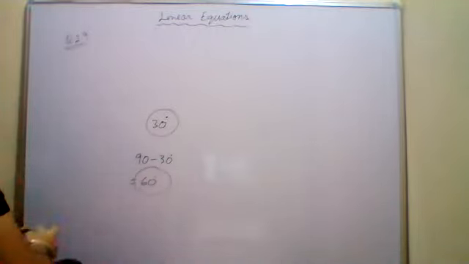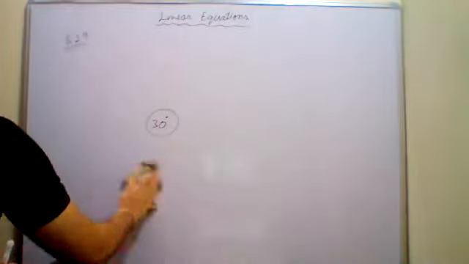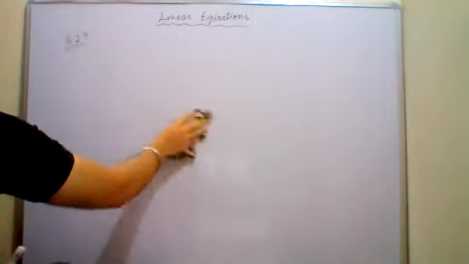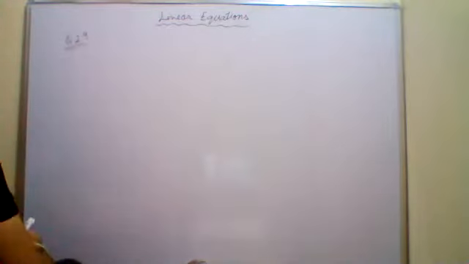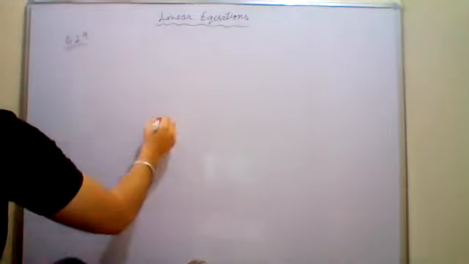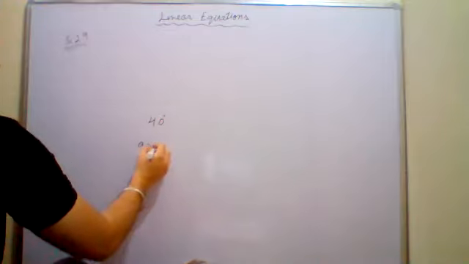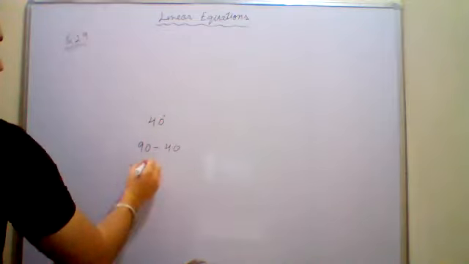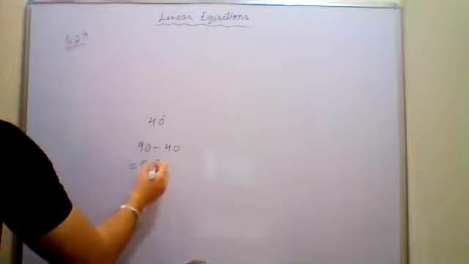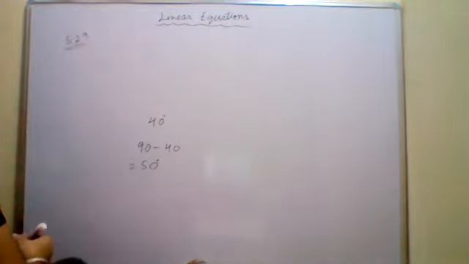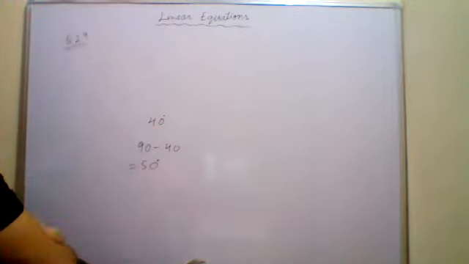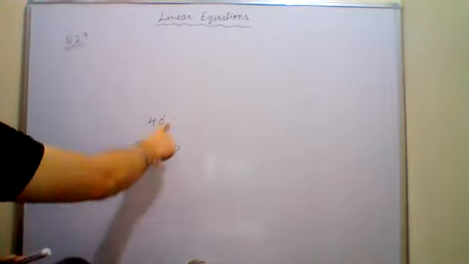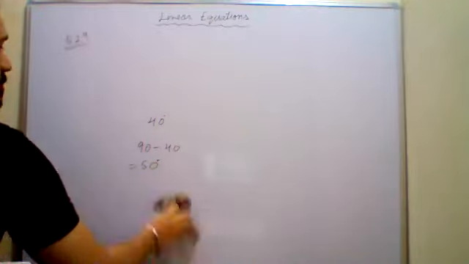Now one more example. If the first one is 40 degrees, what will be the second one? 50 degrees. If the first one is 40, the second one will be 90 minus 40, so it will be 50 degrees. Got it? Are you all able to understand what complementary angles are? If the first is 40, the other one will be 50. The sum of the two angles is 90. 40 plus 50 is equal to 90.